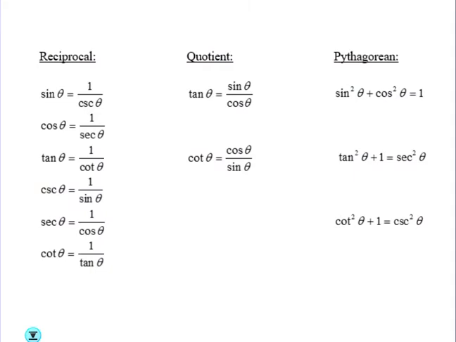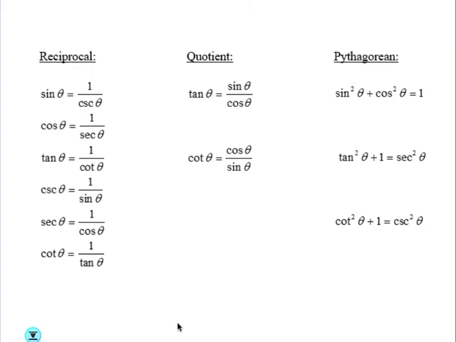The ones on this slide you have seen before. You know that cosecant is the reciprocal of sine. Well, that also means that sine is the reciprocal of cosecant. Similarly, secant is the reciprocal of cosine, so cosine is the reciprocal of secant. Cotangent is the reciprocal of tangent, so tangent is the reciprocal of cotangent.